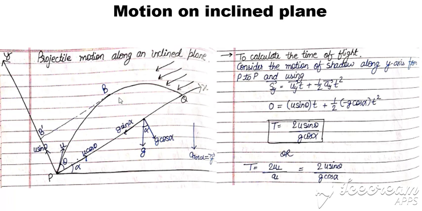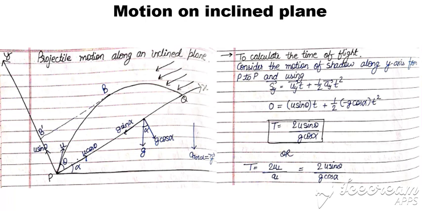Same things. I'm not taking my x and y axis like we have taken earlier, but I'm taking the x axis along the plane and the y axis perpendicular to that. So if the velocity is u along like this, along the x axis our initial velocity is u cos theta, and along the y axis it should be u sin theta.